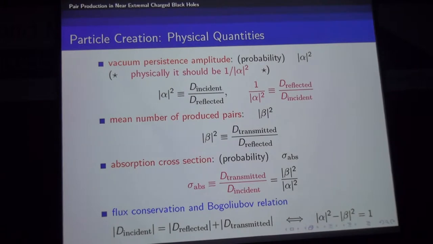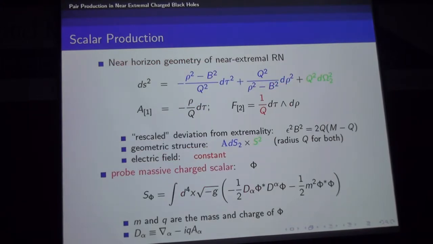But the more interesting quantity for the holographic comparison is the absorption cross section. This is simply the probability of the pair production, the pair-produced flux divided by the virtual flux. And this is the most important because we want to compare this quantity with the two-point function, or absorption cross section, on the conformal field theory side. And the flux conservation just relates to the Bogoliubov relation. So this is the picture, the motivation, and also the strategy for how we compute the related quantities.